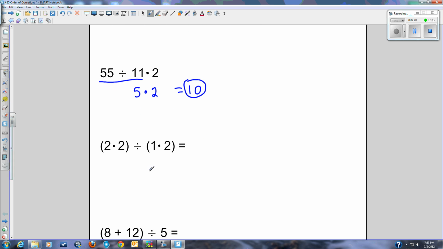Moving on to the next problem, we have 2 sets of parentheses. And so we have to take care of those first. It doesn't really matter which order we go in, so let's just start with the first one. 2 times 2 is in the first set. That gives us 4. 1 times 2 is in the second set. That gives us 2. We have to bring down the division symbol in between. And we're left with 4 divided by 2, which gives us 2.